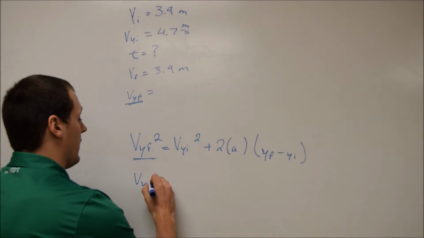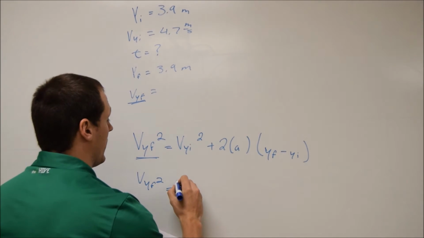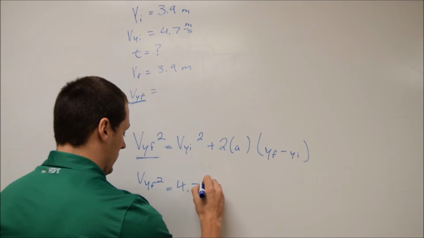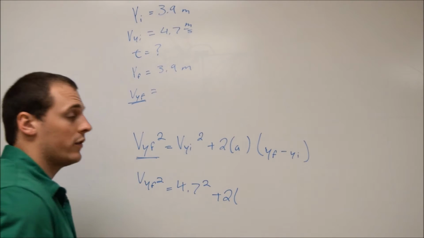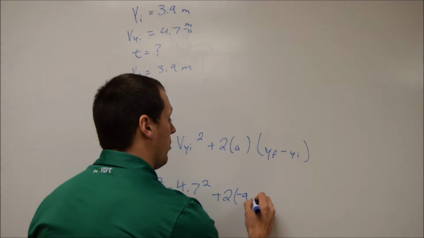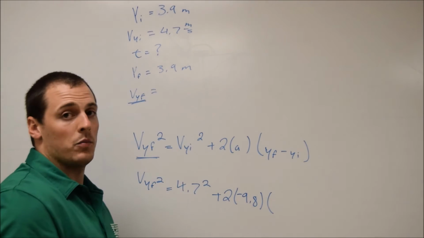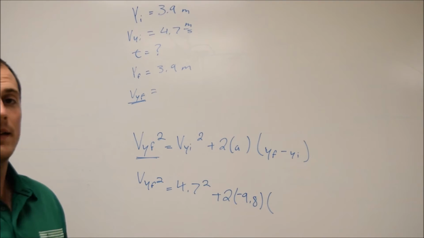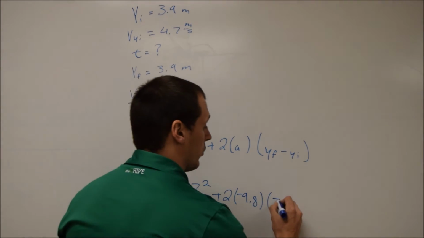So our Vy final squared is equal to the Vy initial, which we have is 4.7 squared, plus 2 times the acceleration, which, as I noted before, is always going to be equal to negative 9.8. And then that's going to be multiplied by the y final minus the y initial. And in this case, the y final and y initial happen to be the same value, which is 3.9.